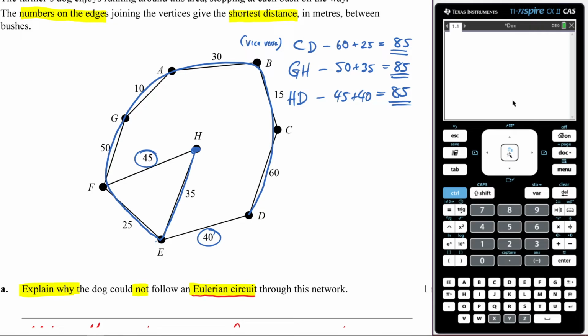You might be thinking, all right, can I pair two numbers that I could get rid of? For instance, is there any way for me not to go through 35 and 45? That's not possible. Because if I want to get to H, I need to go through one of these lines.